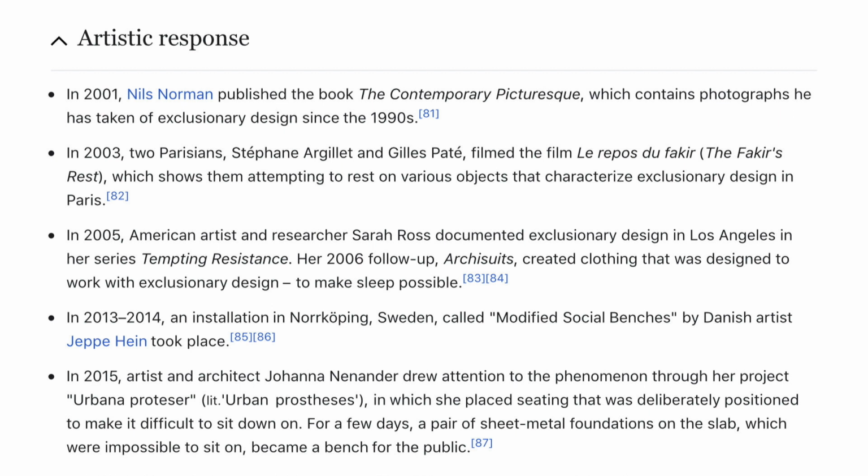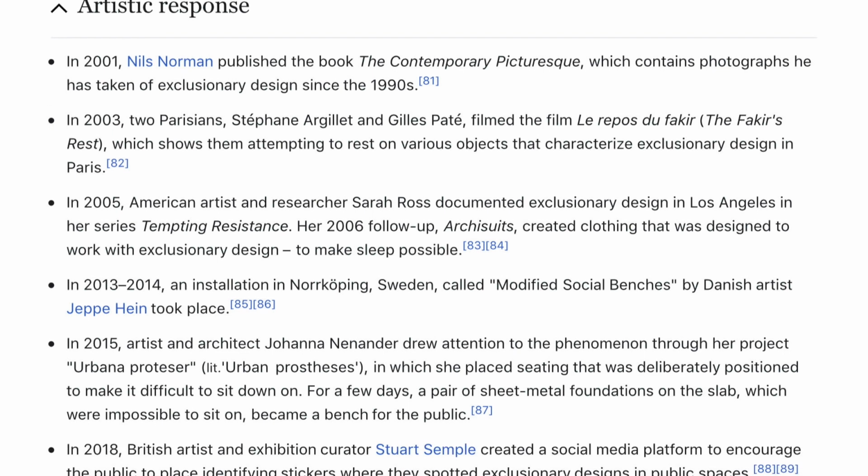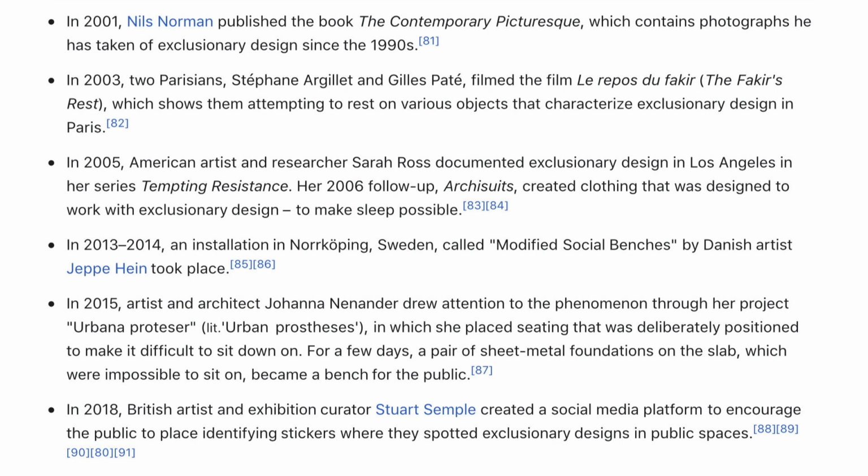In 2005, American artist and researcher Sarah Ross documented exclusionary design in Los Angeles in her series Tempting Resistance. Her 2006 follow-up, Archisuits, created clothing that was designed to work with exclusionary design to make sleep possible. In 2013 to 2014, an installation in Norrköping, Sweden, called Modified Social Benches by Danish artist Jeppe Hein took place.